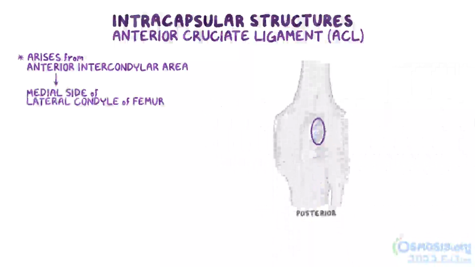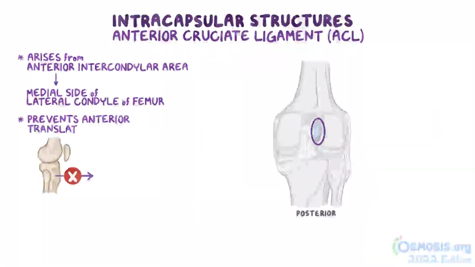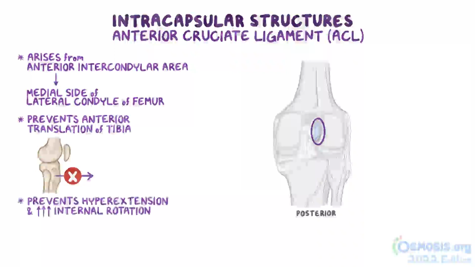The ACL serves to prevent anterior translation of the tibia in relation to the femur, and it also helps prevent hyperextension and excessive internal rotation of the knee.